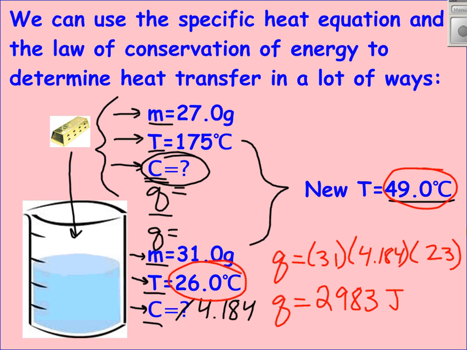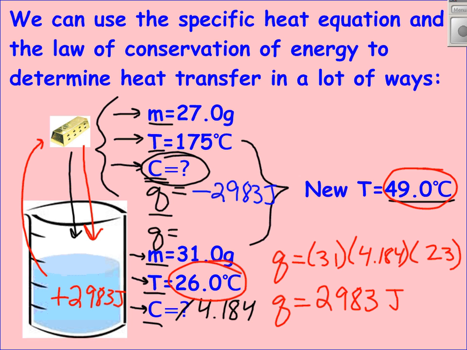Now, according to the law of conservation of energy, if something gains a certain amount of energy, it must have lost it from something else. Well, now let's think about this. If the metal were to drop in the water, causing the water to gain a positive 2,983 joules, where did that energy come from? It came from the metal. So if the water gained 2,983 joules, the metal must have lost it. And so by doing that, we have just figured out what the Q is for our metal. It's negative 2,983 joules because the metal gave up that amount of heat to the water.